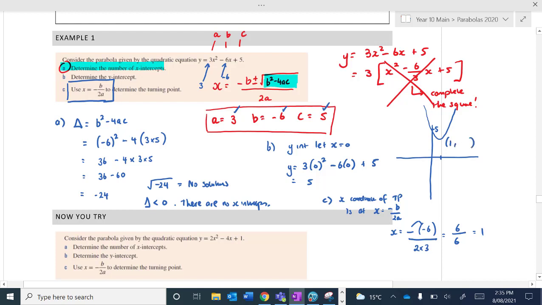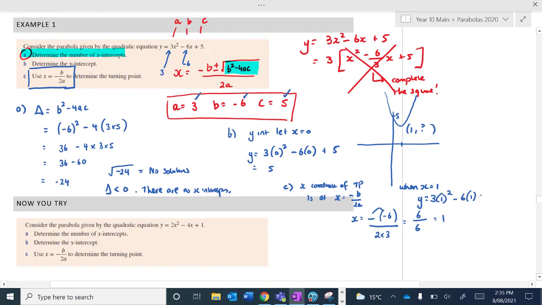Now, of course, we don't quite know yet what this value is here. Well, how do we find it? When x equals 1, we're going to have to sub into our equation. y is equal to 3x squared minus 6x plus 5, so that's 3 times 1 squared minus 6 times 1. So we're substituting that into the equation, plus 5. 3 times 1 is 3, minus 6, plus 5. 3 plus 5 is 8, minus 6 is 2.